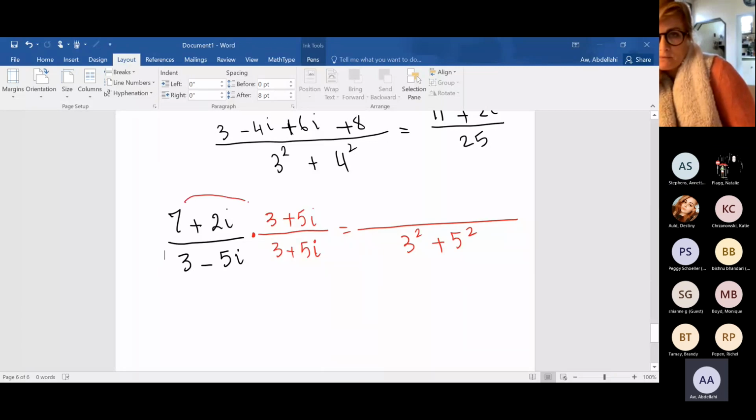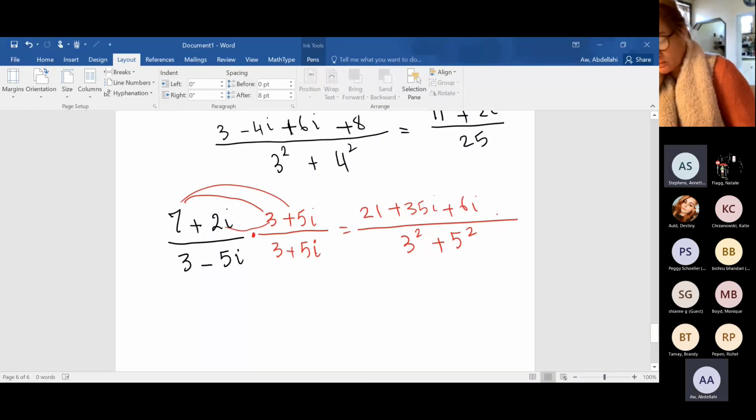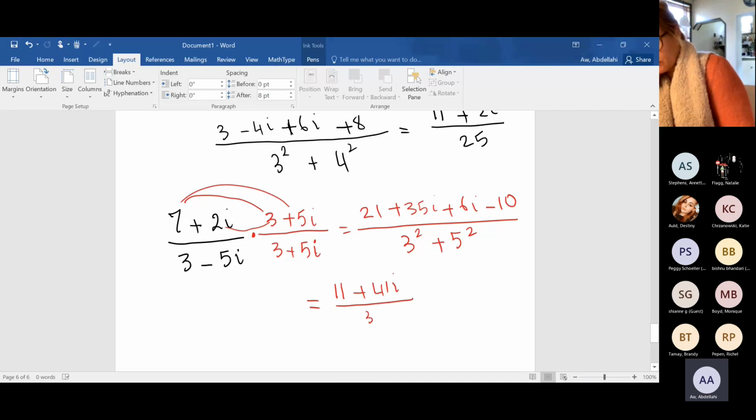So this is going to be 21 plus 35i plus 6i minus 10, right? Because it's plus 10i squared, which is minus 10. It's going to be 11 plus 41i over 9 plus 25, 34. So the A is 11 over 34, and the B is 41 over 34.